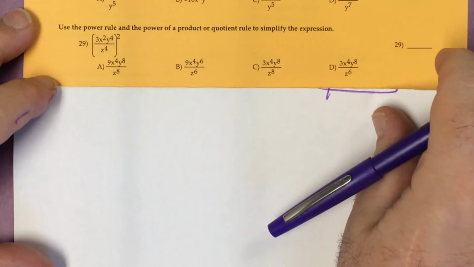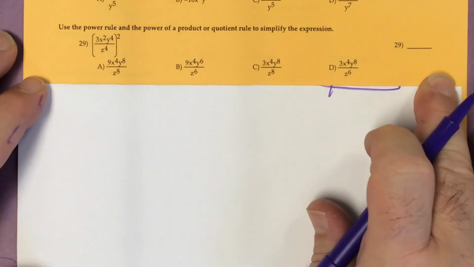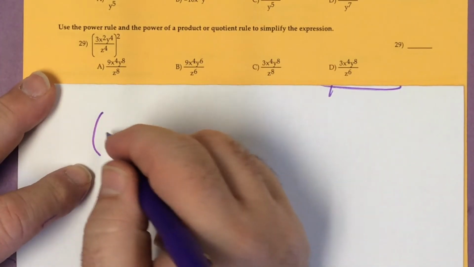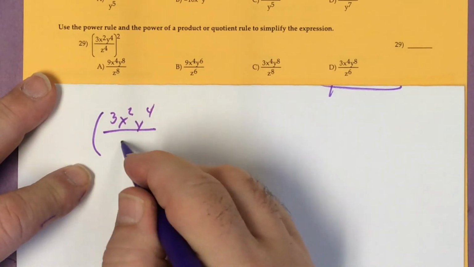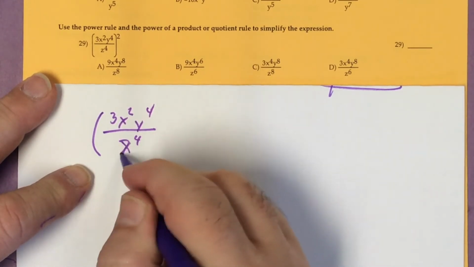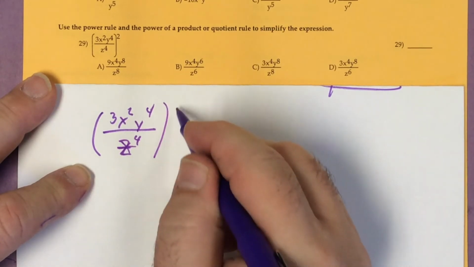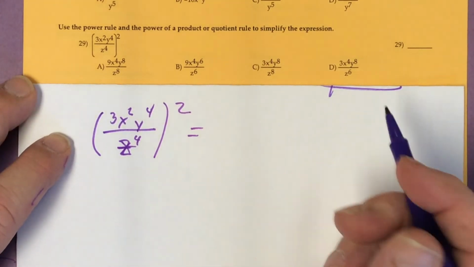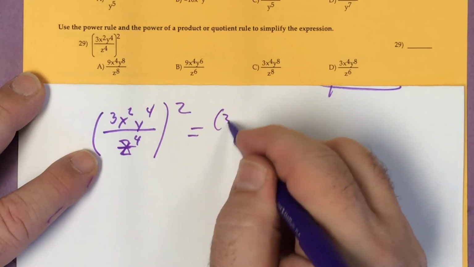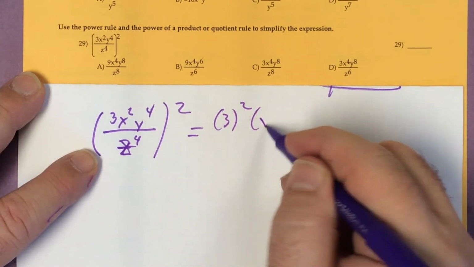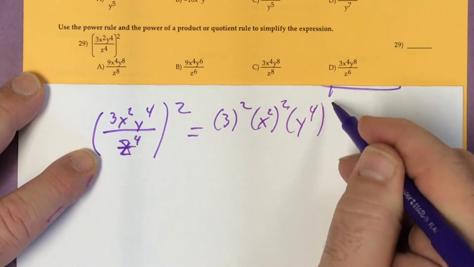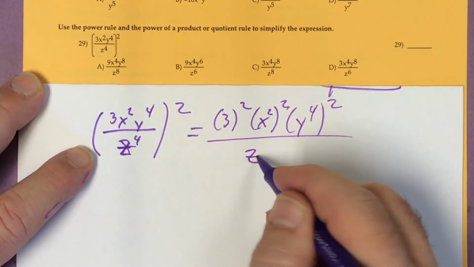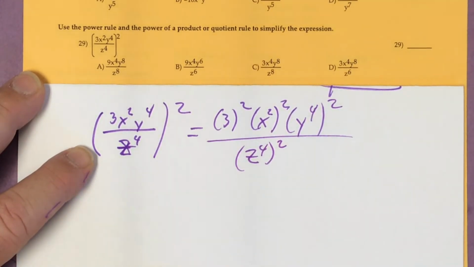So for 29, we have an exponent on the outside. I'm going to rewrite this here. So we have 3x squared y to the 4th over z to the 4th, excuse me, it's z to the 2nd. So everything's going to get a second exponent. 3 is going to get a second exponent. X to the 2nd is going to get a second exponent. Y to the 4th is going to get a second exponent. And z to the 4th is going to get a second exponent.